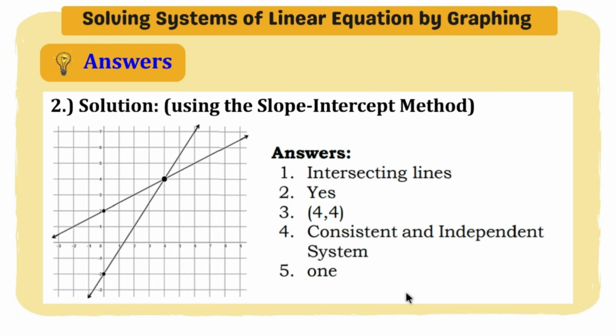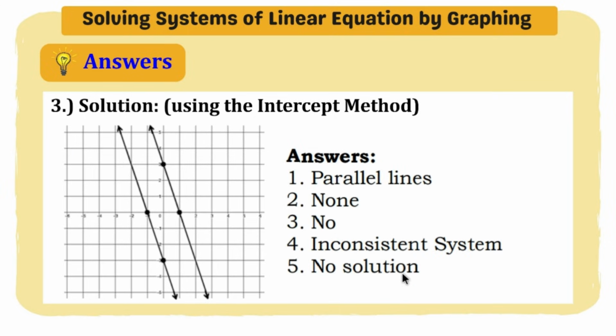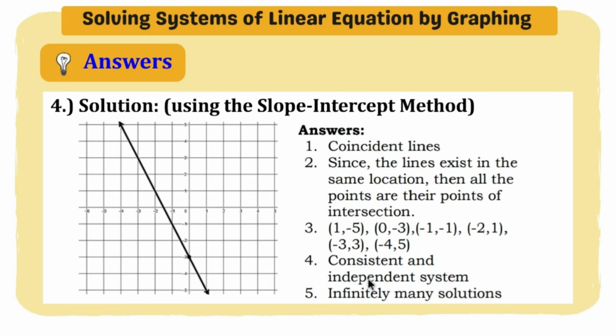Okay, now for number 2, ito po yung kanyang graph. And these are the answers for those 5 questions. Now for number 3, using the intercept method, ito po ang itsura ng graph. It's a parallel line, and these are the answers. Now for number 4, this is actually a coinciding line, and these are the answers for those 5 questions. So I repeat, kahit anong method po ng pang-graph, okay lang po, as long as nag-graph nyo po sila ng tama. Okay, I hope nakuha nyo po yung mga tamang sagot dito.